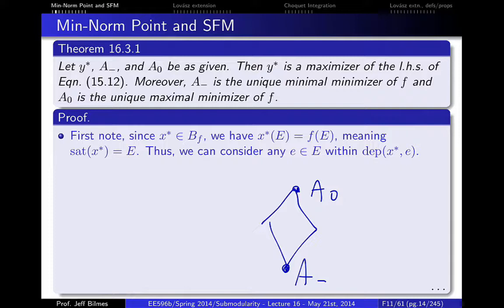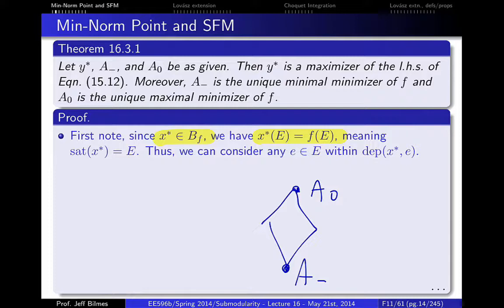Does everybody get this statement of the theorem? Okay, so first of all, it's the minimum norm point, right? So x is in the base, because x is feasible, and so that means that x of e, the component sum, is equal to f of e, right? Because it's in the base. Any point in the base has to have that property, x of e.